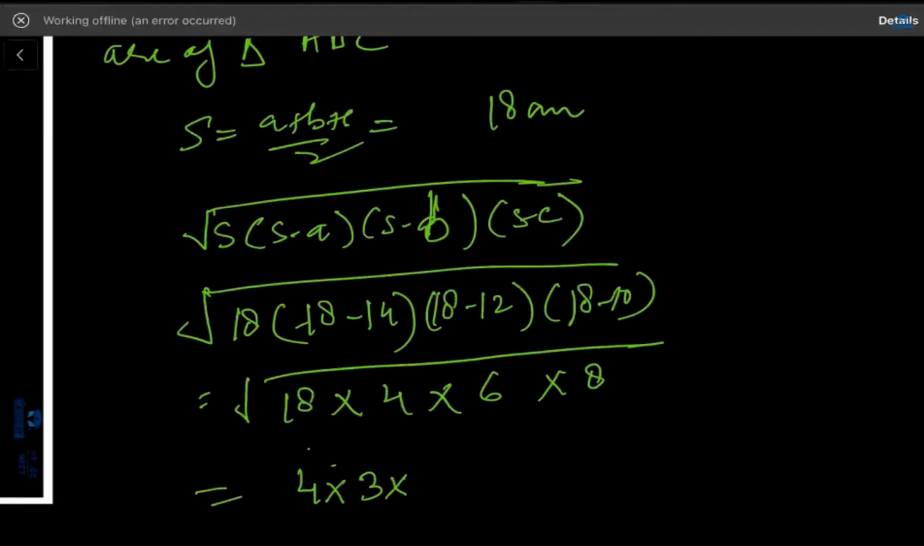When you're taking out common, it will be 24 root 6, or you can find it directly. See, until here you have done 18 into 4 into 6 into 8. Yes, ma'am. So after this, you will get the value 3456, and when you find the root value, it will be 58.76 centimeters square.